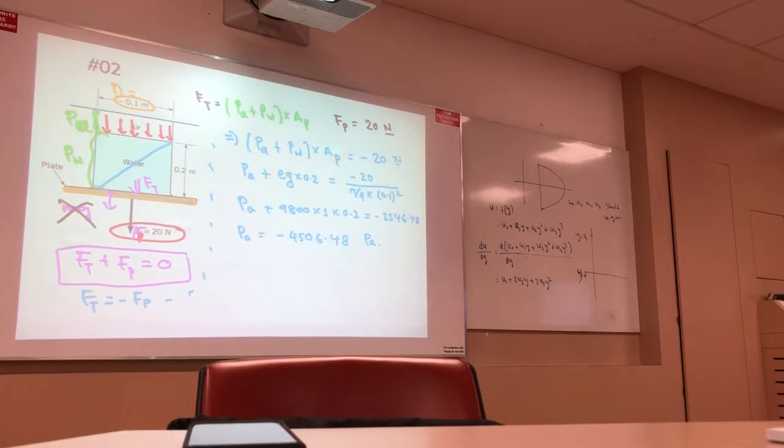Alright, this is Pascal, because this is Newton. So what is the air pressure? PA becomes minus 4.51, approximately kilopascal.